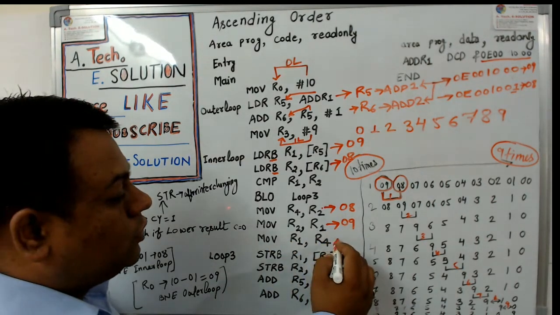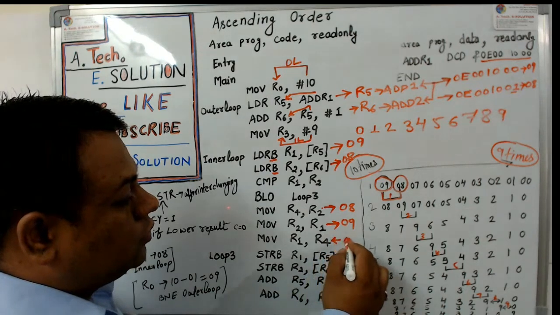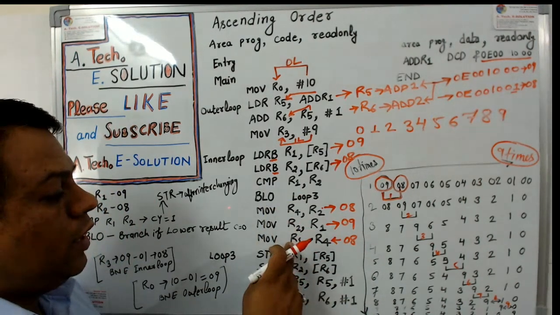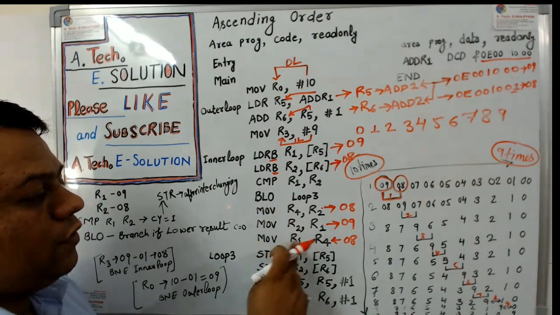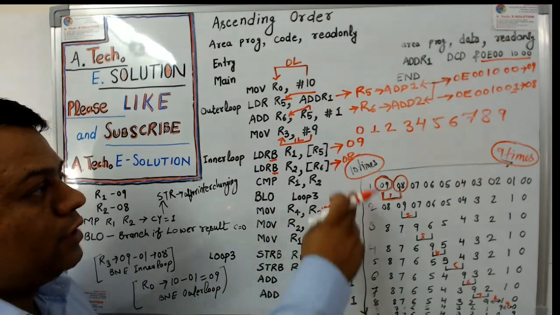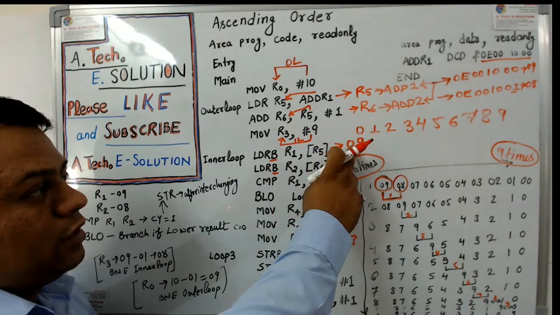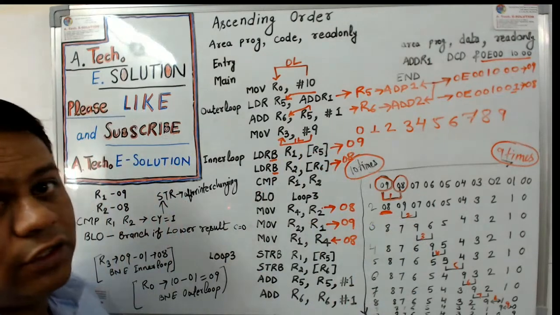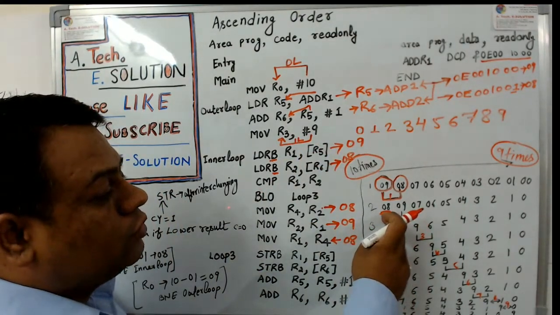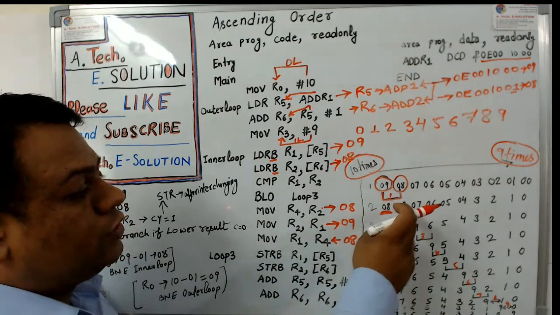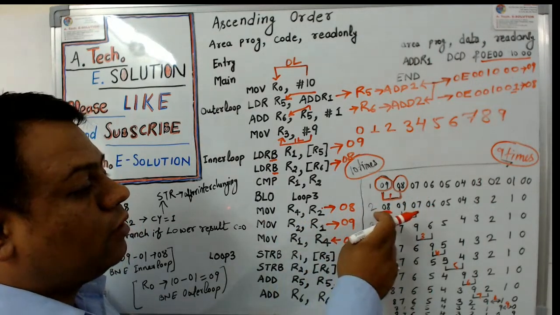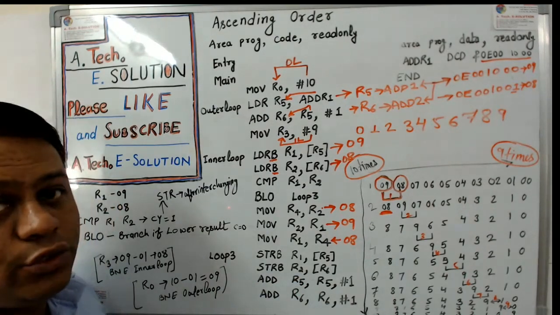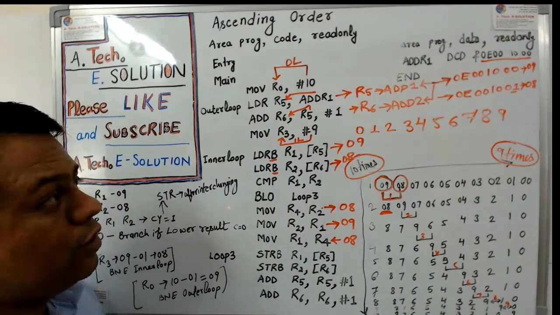So the R1 register is 08. In this case, the R1 register is 08, whereas in the previous case the R1 register was 09. So in the next step we interchange the numbers from 09 to 08, and the R2 register becomes 09, the R1 register becomes 08. After that we have to store these numbers into the memory location.